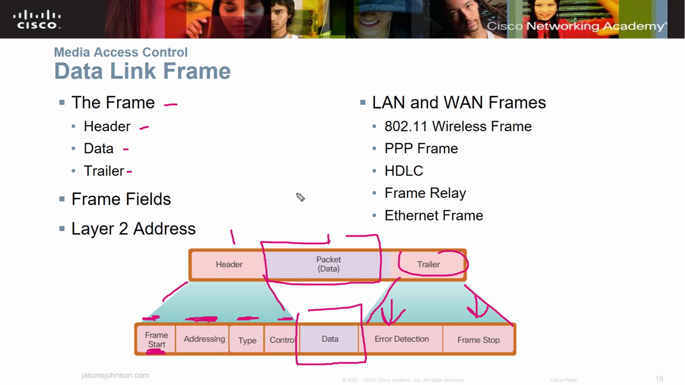And on the LAN and WAN frames, it's controlled by the 802.11 wireless frame. So if you look up the 802, it is controlled by that, or you have the PPP frame, the HDLC frame relay, and Ethernet frame. So they have different types of frames in there, and you want to read about those in your material.